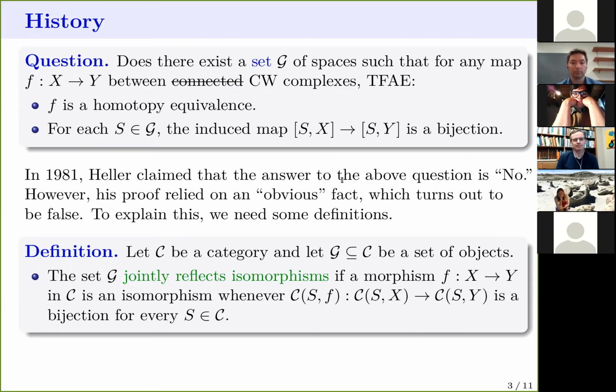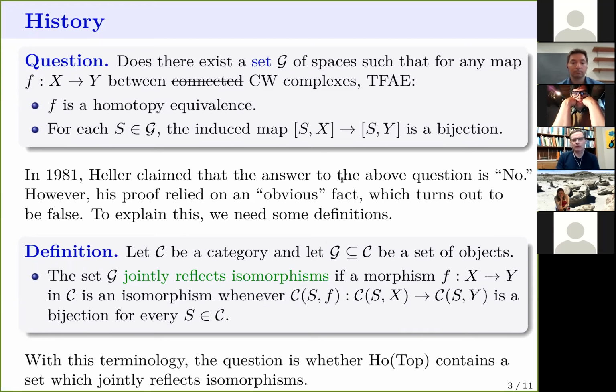So if we work in the homotopy category of spaces, by this I mean either take all CW complexes and take maps up to homotopy, or take all spaces but invert the weak homotopy equivalences. Either way, you get an equivalent category. And the question is, in this category, is there a set which jointly reflects isomorphisms?